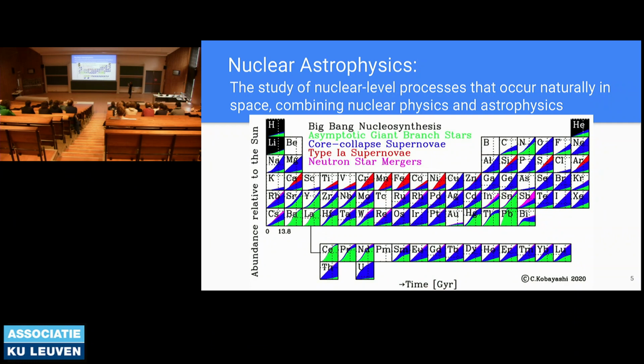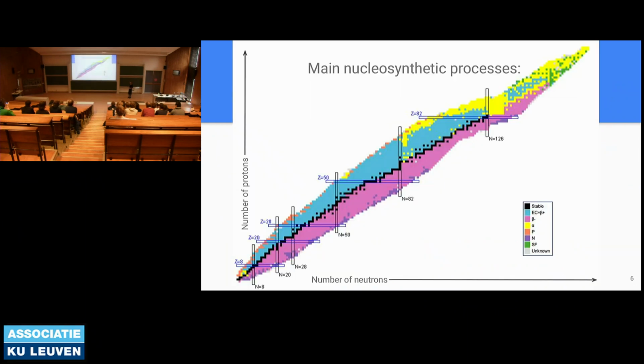So this is what we're trying to explain. But then there is also, these are the elements, but most of these elements have different isotopes. And that's when we look at this.